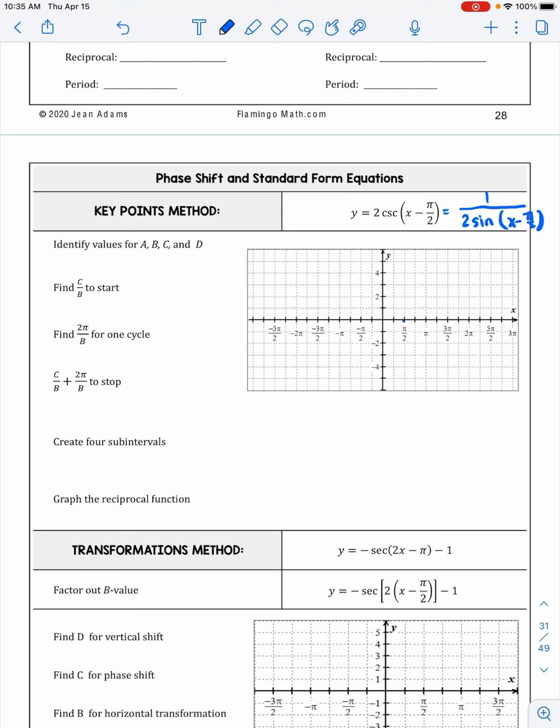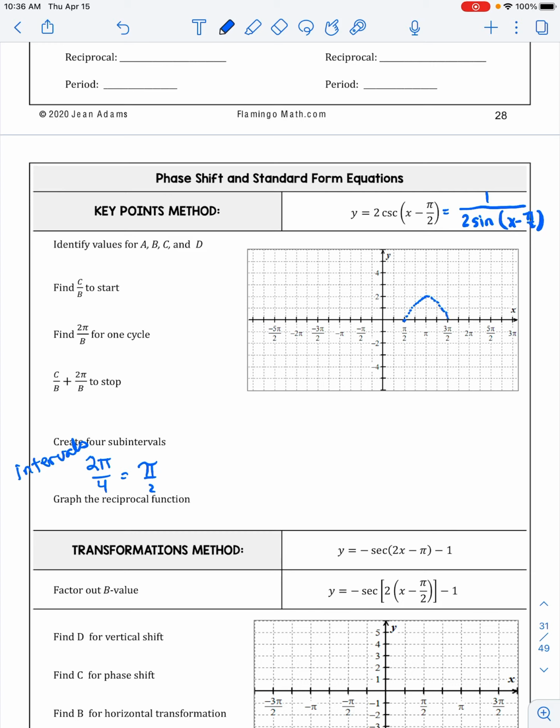And then since our period is 2 pi, remember how I said we were going to create our intervals? We divide by 4, so our intervals are pi over 2. So that means for my skeleton, every pi over 2, it's going to reach its highest and lowest point. So at pi over 2, plus pi over 2 is pi, because that'd be 2 pi over 2. It's going to hit 2.